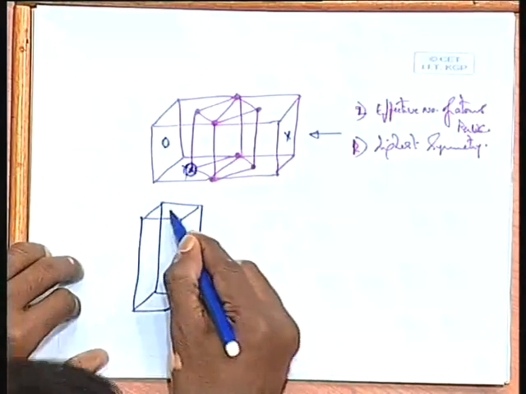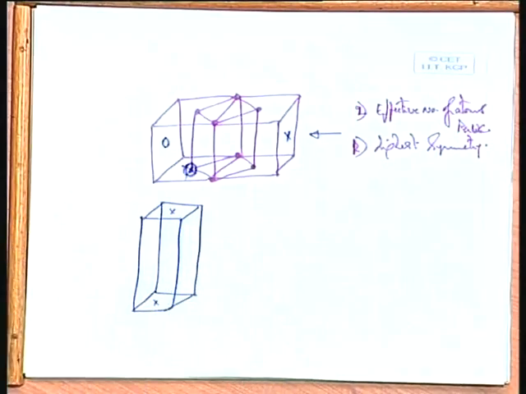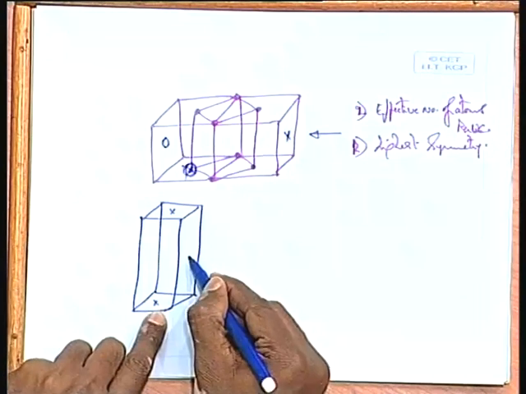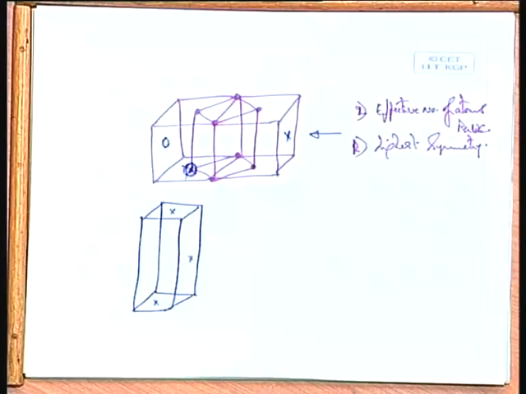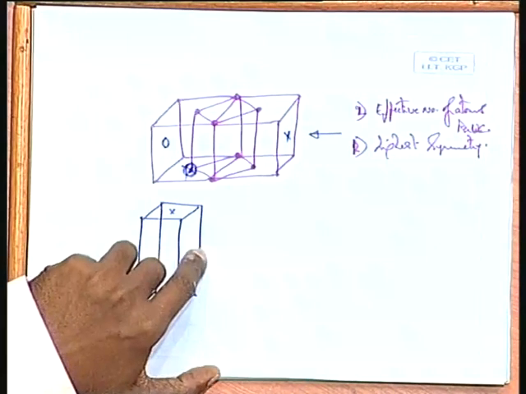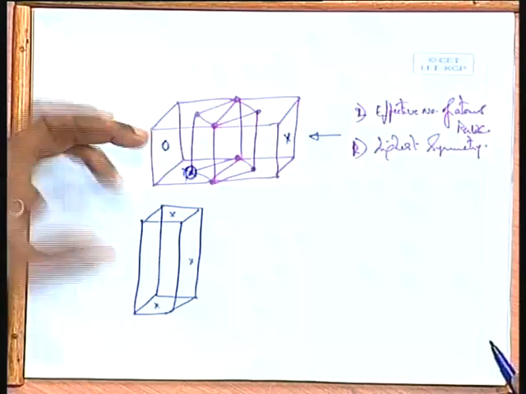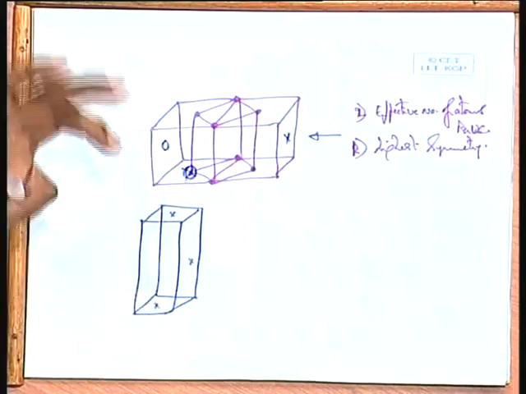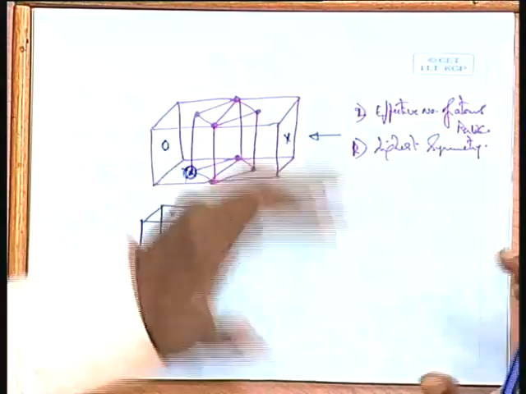I can call this a base without any problem, because this plane and this plane are different from each other. Okay? So, I can differentiate between this plane and this plane, because the symmetries of the two planes are different. So, I call this a base plane. For example, in hexagonal we always call it a basal plane.